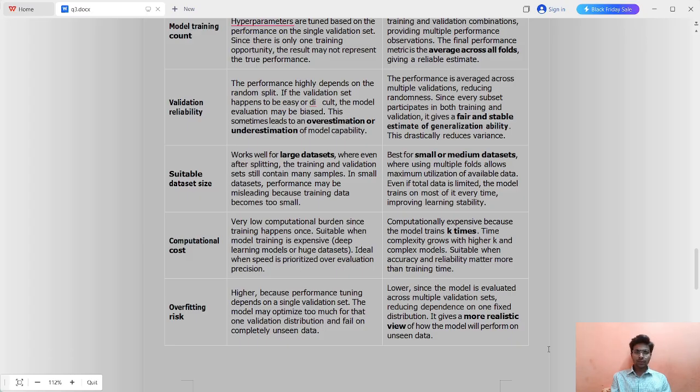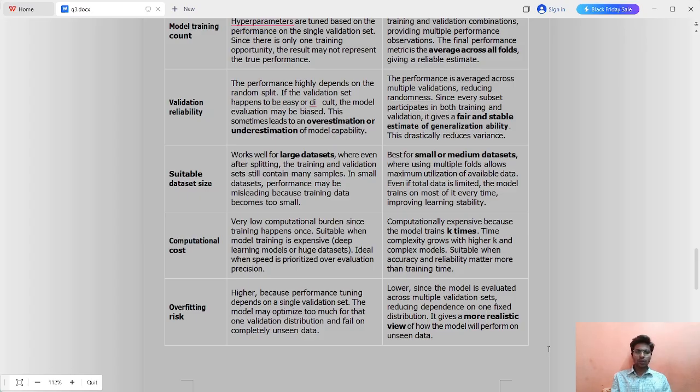Computational cost. The computational cost in the first method is very low since training happens once. It is suitable when model training is expensive, such as deep learning models or large datasets. Ideal when speed is prioritized over evaluation precision. The second method is computationally expensive because the model is trained k times, and complexity grows with higher k and complex models. It is suitable when accuracy and reliability matter more than training time.